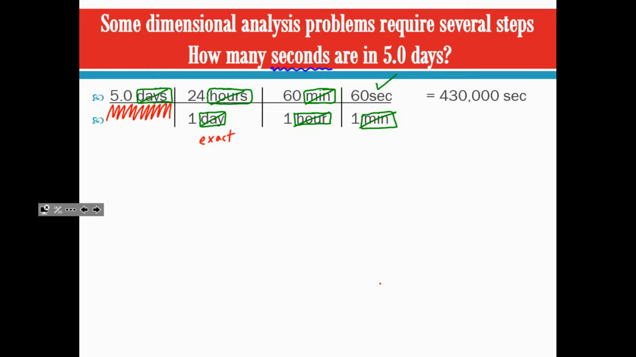These conversions are exact, and so the only number I'm looking at for sig figs would be the first, and there are 2 sig figs. So you need to make sure there are only 2 sig figs rounded in your final answer. So this is correct.